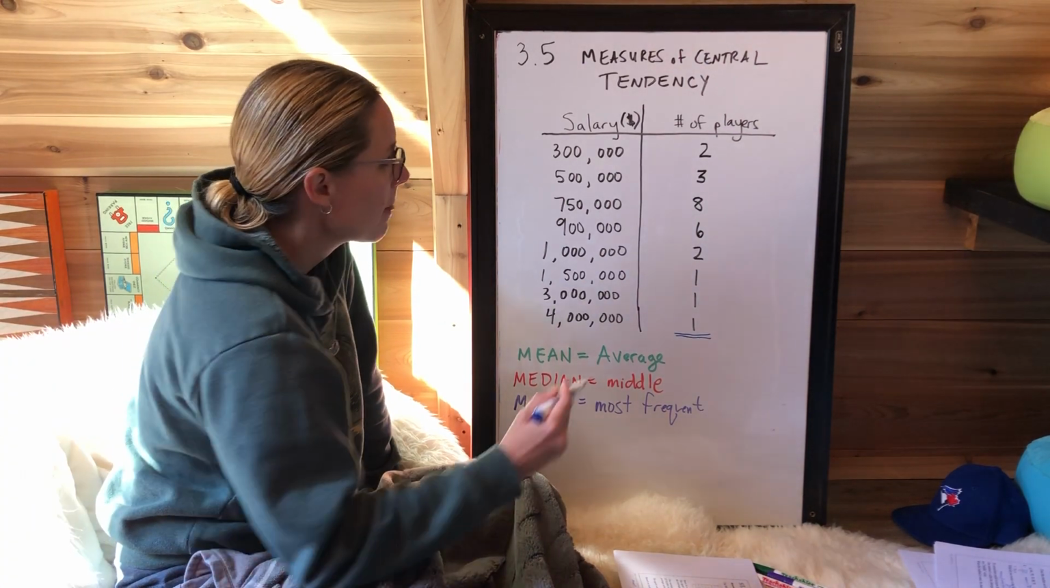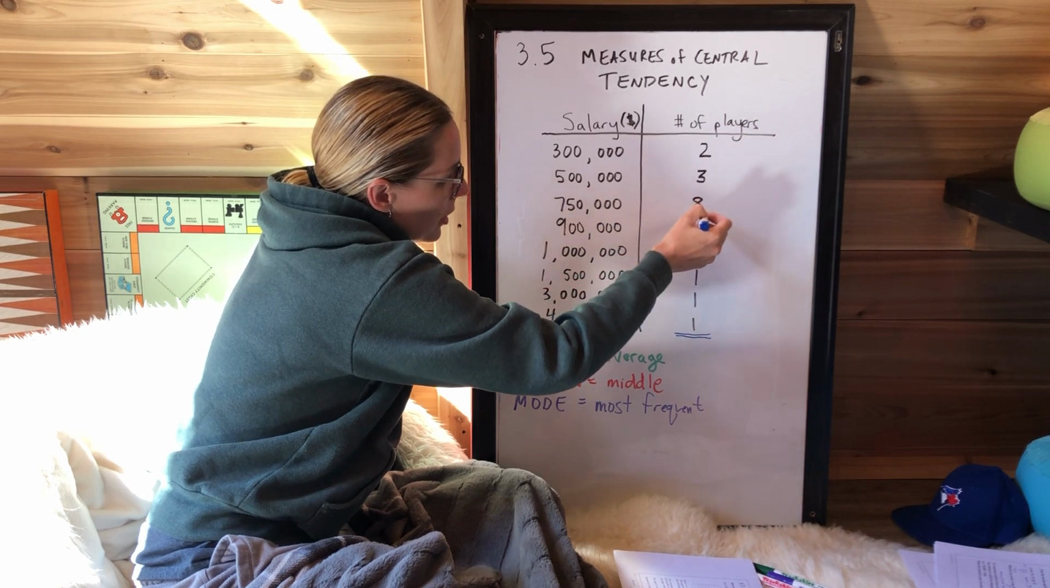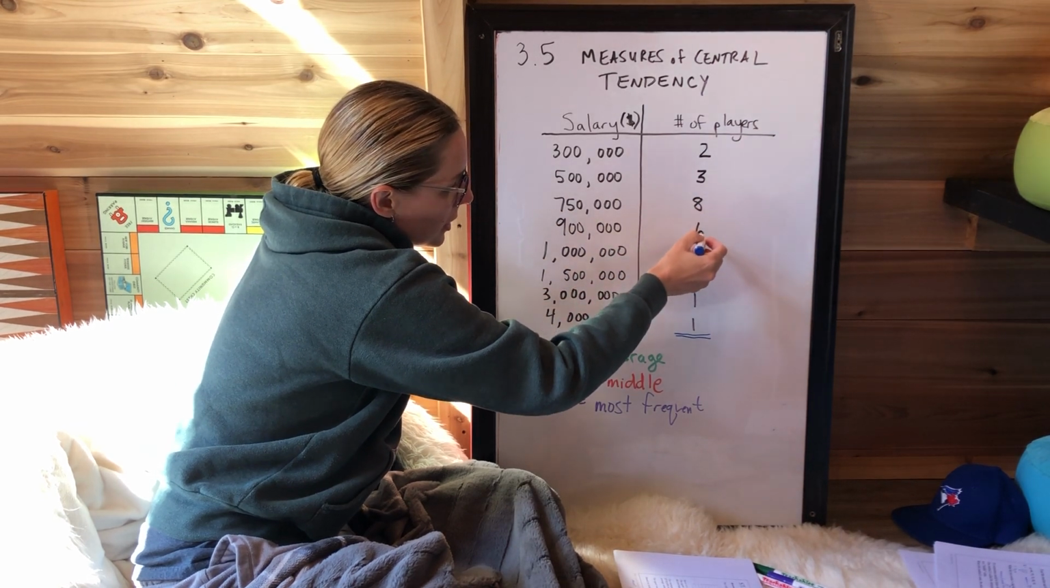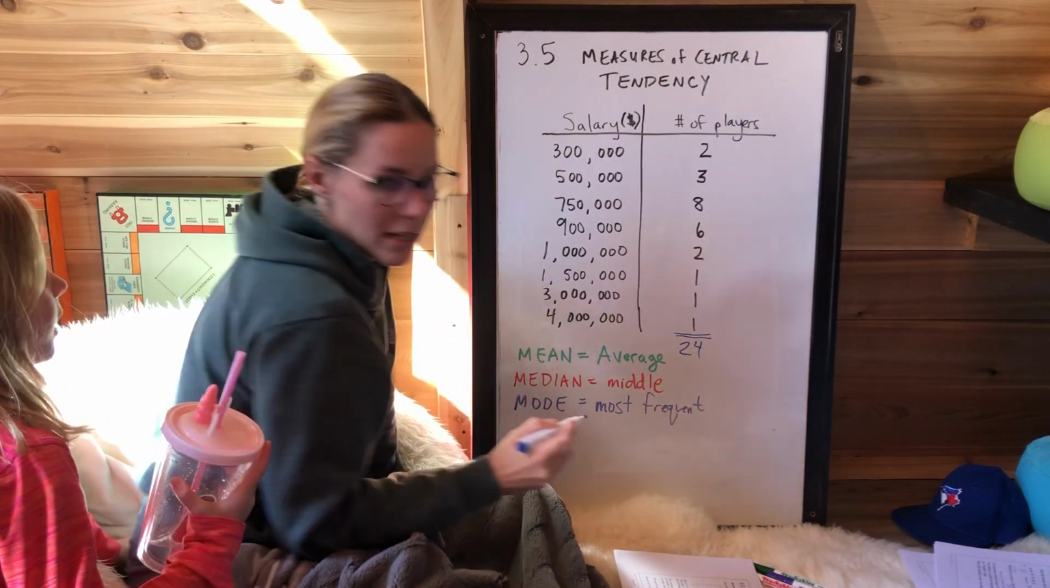Okay, so if we add them all up, we have 2, 3, 5, 13, 19, 20, 21, 22, 23, 24 players altogether that are on salary here.